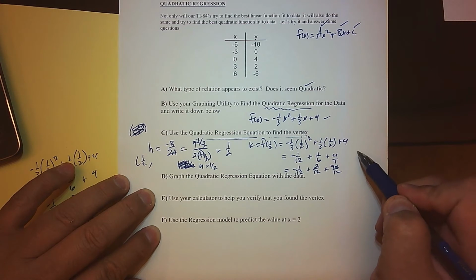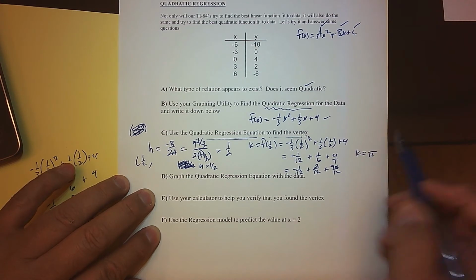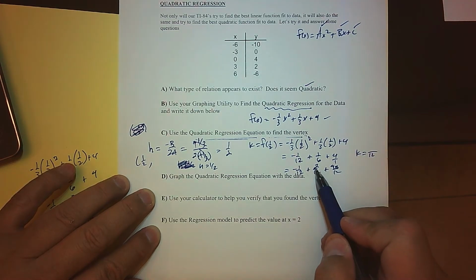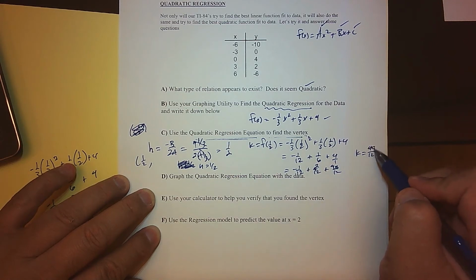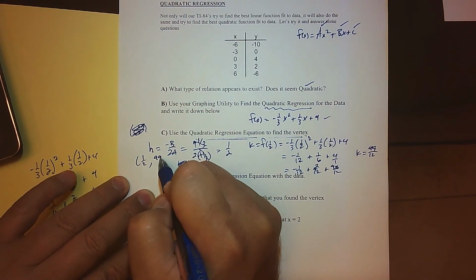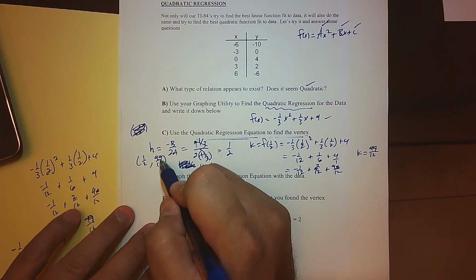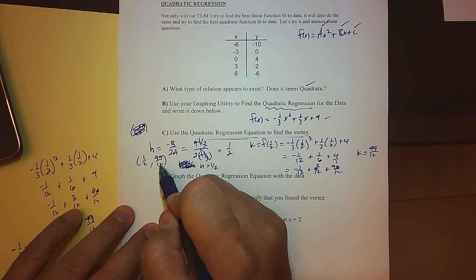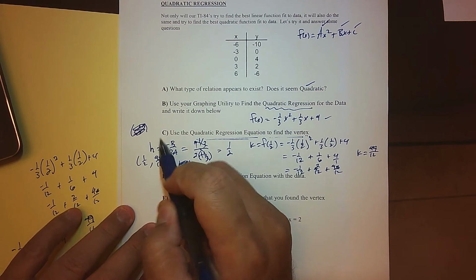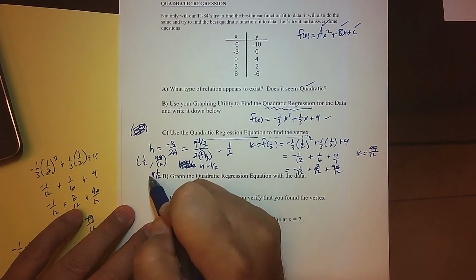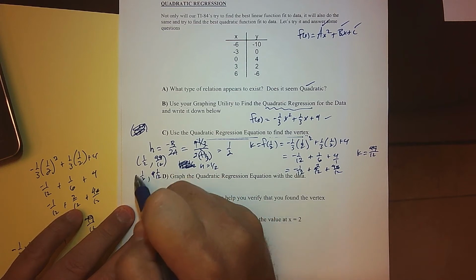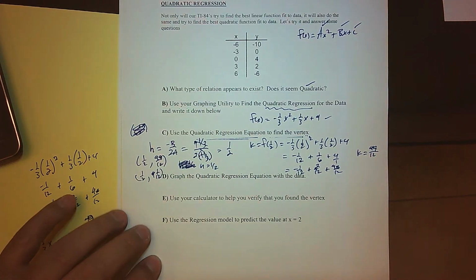So adding this all up, we get 48, 2 is 50, we get 49 over 12. So there is my vertex. So 1/2 and 49 over 12, which is just a touch over 4, right? Because 12 goes into 49 4 times. That's like 4 and 1/12, and that's obviously 1/2. So there's our vertex doing it by hand.